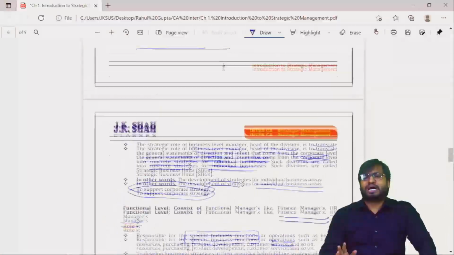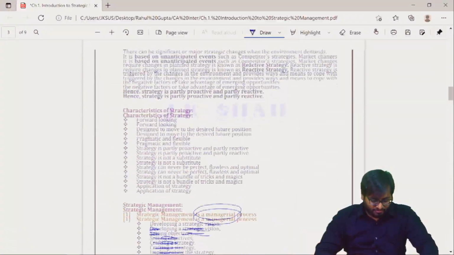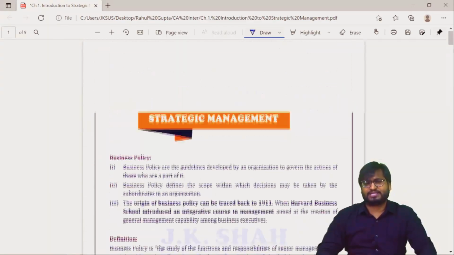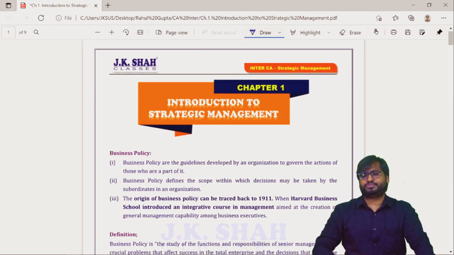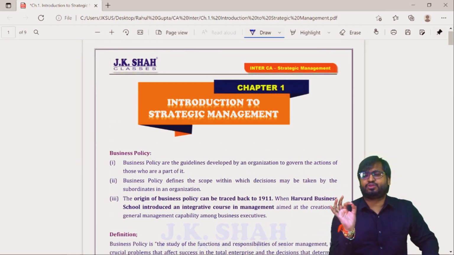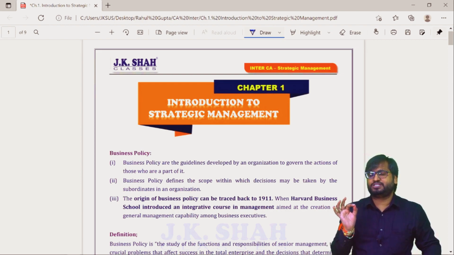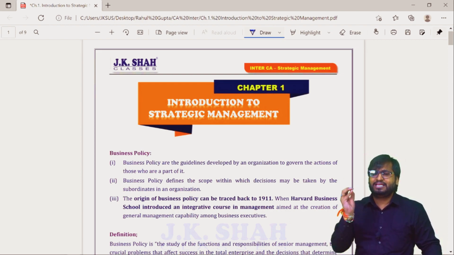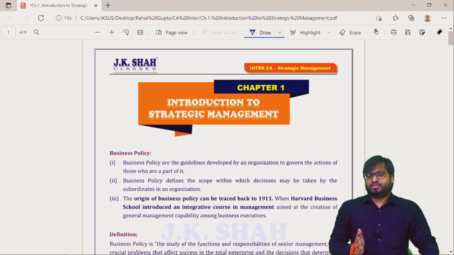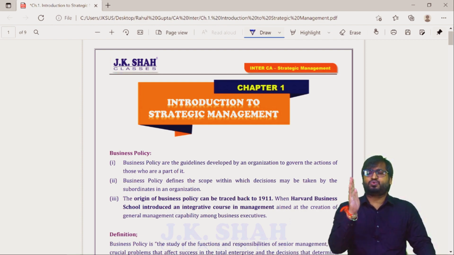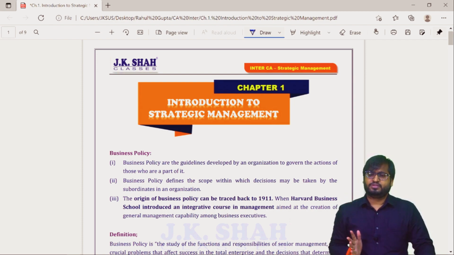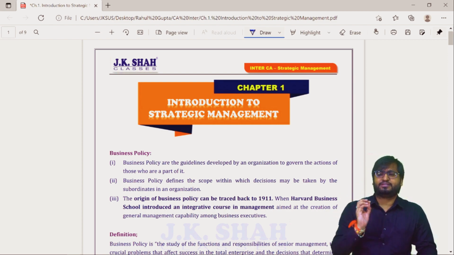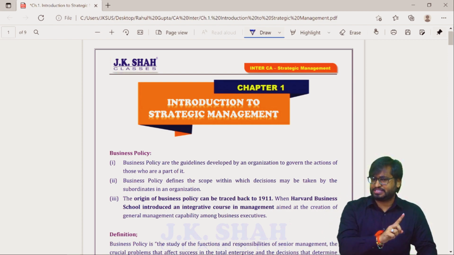This brings us to the last concept, guys, the last concept of our Chapter 1, that is business policy. Now, what do you mean by business policy? In simple terms, business policy means rules and regulations. Every organization will frame rules and regulations depending upon the nature of activity. You might have observed that a few organizations will give you credit and others will not. So that is the credit policy of that organization.